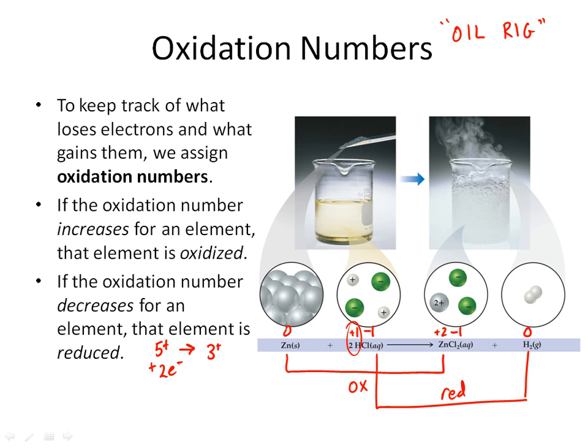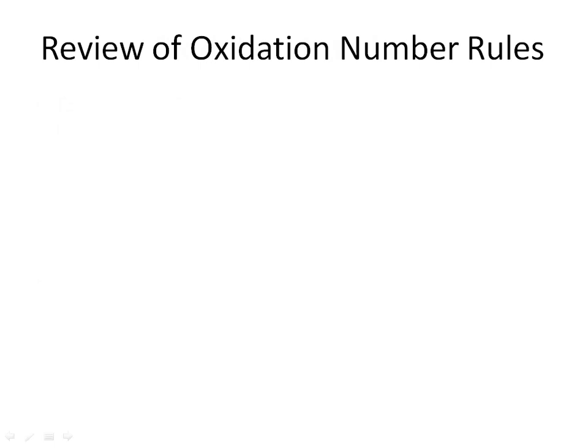So hopefully this is coming back to you about oxidation numbers and how to figure out whether something is oxidized or reduced. Let's quickly review the rules for assigning oxidation numbers. Number 1, pure elements in their standard state have an oxidation number of 0, even for the diatomic elements.